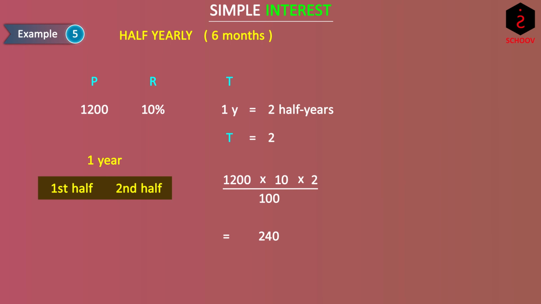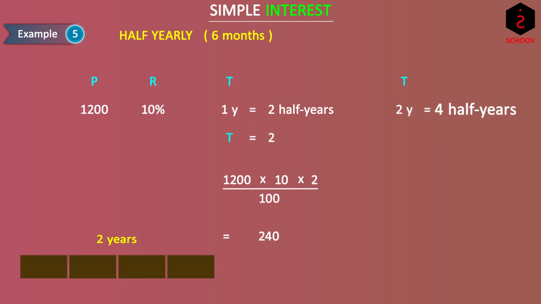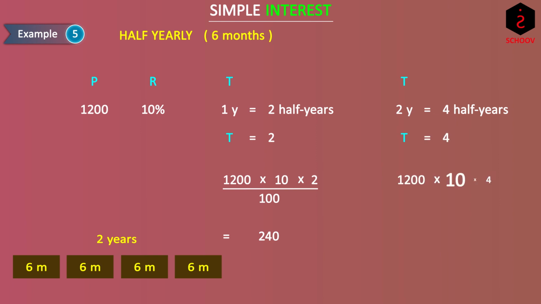So either calculate for different halves or calculate in one go. But you will have to put the number of half years in 1 year. That is 2. If we have to calculate the interest for 2 years in this case, how do we find? 2 years has 4 half years: 6 months, 6 months, 6 months, 6 months. So, interest for 2 years, put time as 4. PRT by 100: 480.